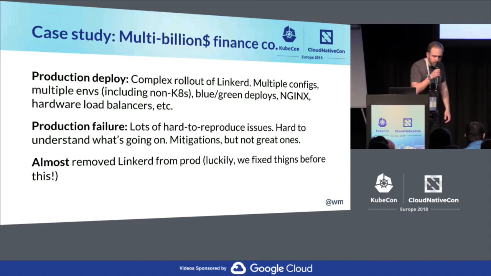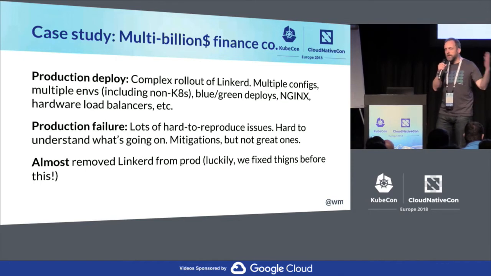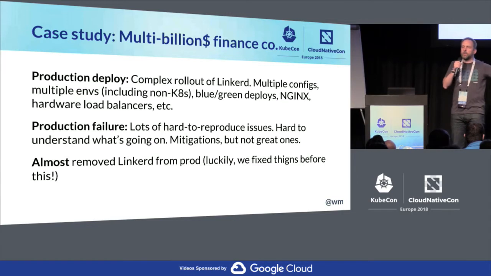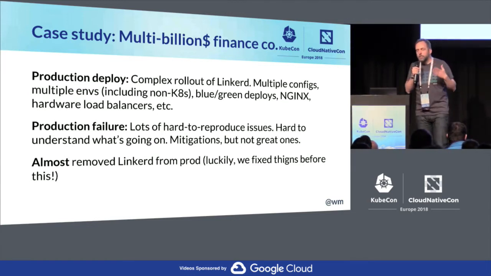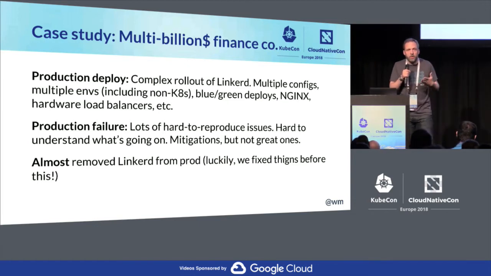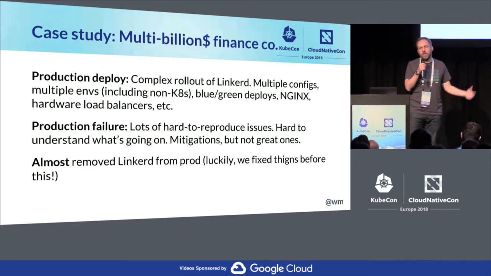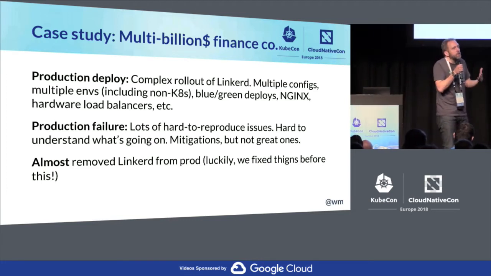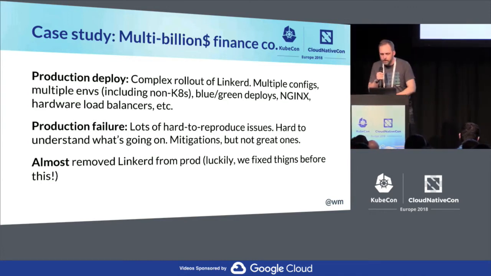Okay, so quick case study here. A multi-billion-dollar financial company deployed the service mesh, Linkerd. Very complex rollout. Multiple configurations, multiple environments, Kubernetes, non-Kubernetes, blue-green deploys, Nginx, hardware load balancers, a very sophisticated stack. Shortly thereafter, they started to experience problems. Not just a config thing to change, but hard to reproduce issues that they didn't see in staging, and it was very difficult to understand what was going on. You could put mitigations in place, but the mitigations were really awful, and they almost got to the point where they ripped Linkerd out.